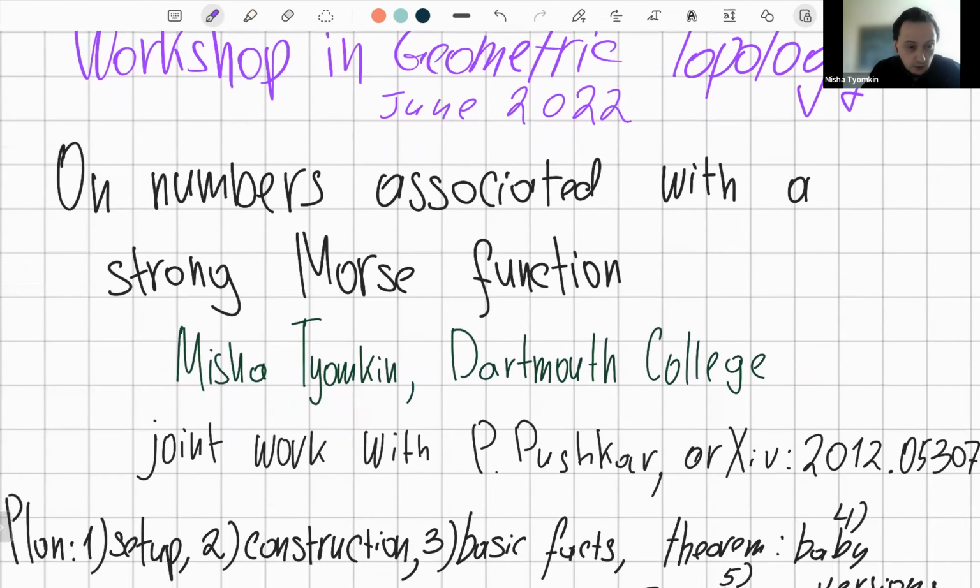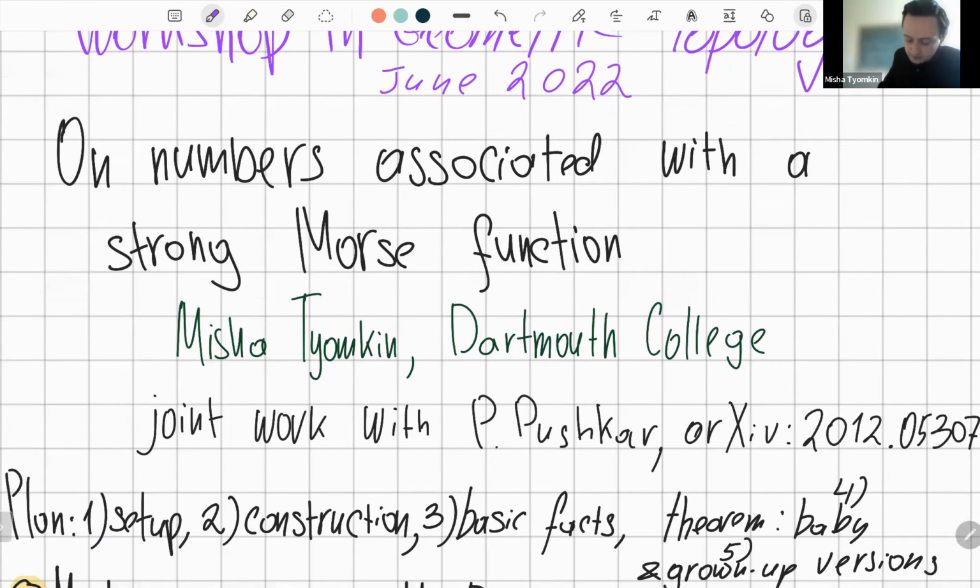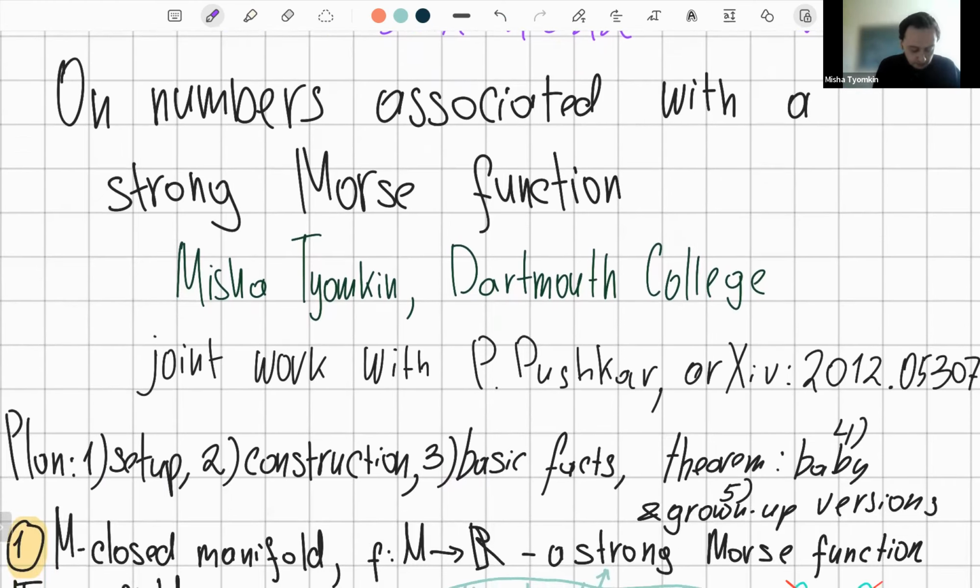So the plan for the next 20 minutes is the following. I'm going to be speaking about a certain invariant associated with a strong Morse function. First, I'm going to give you the setup, say what I'll be constructing, and then I will give you the actual construction of this invariant. How can you construct the output given the input? Then I'm going to present the basic facts about this invariant. And I will end with a theorem which comes in a bundle with two versions, the baby version and the grown-up version.